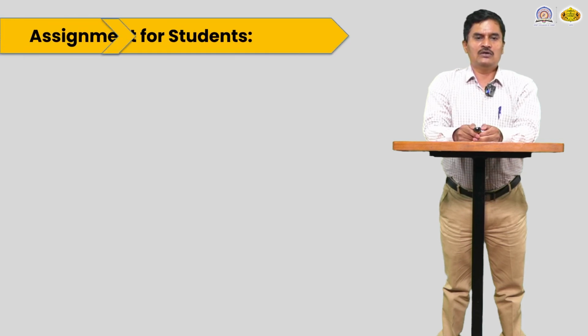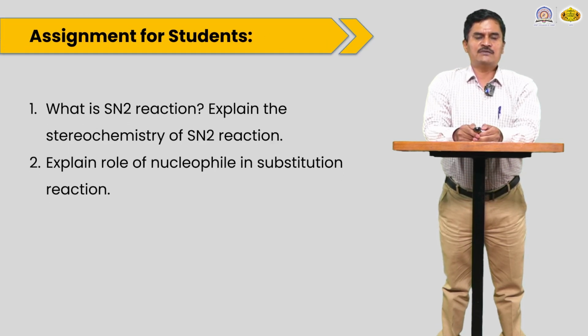So students must solve the following questions. What is the SN2 reaction? Explain the stereochemistry of the SN2 reaction with a suitable example. So if the starting compound is chiral with an R configuration, then in the SN2 reaction there is 100% inversion. If the starting compound has R configuration, then the product must be S, because there is 100% inversion. Explain with a suitable example, and explain the role of the nucleophile in the substitution reaction.